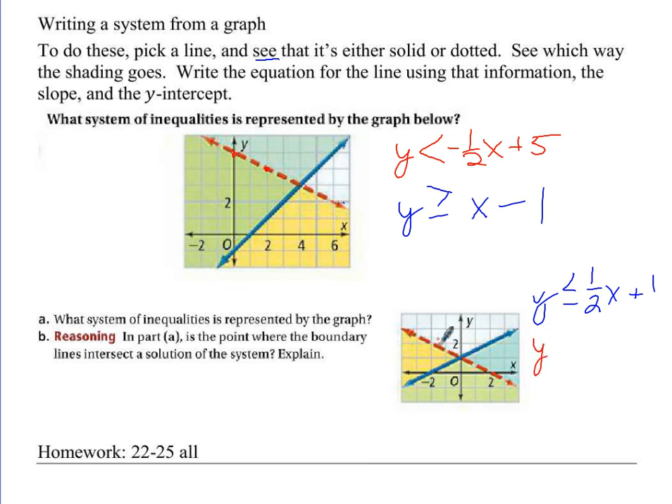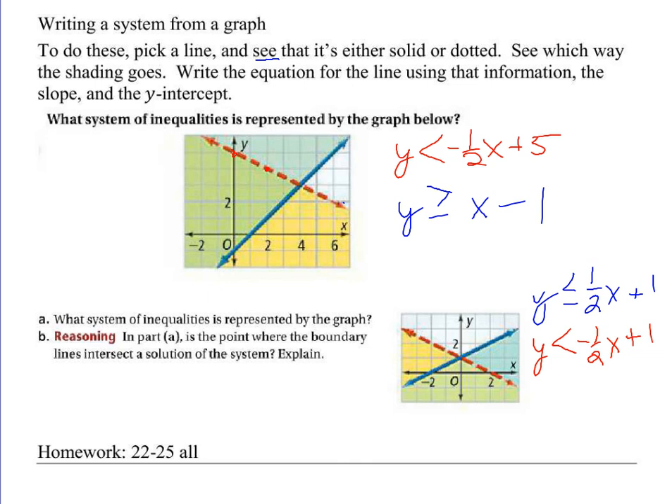Y is, we're shading below, and it's dotted, so that makes it just less than. What's the slope of this one? Negative 1/2 x, and where are we starting? Positive 1. There you go. Oops, that's a plus. There's your system.